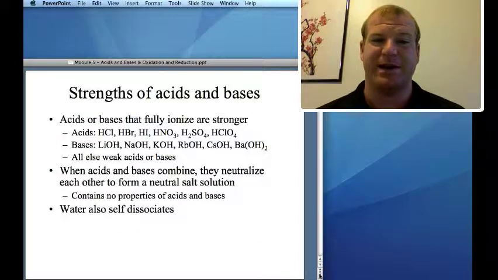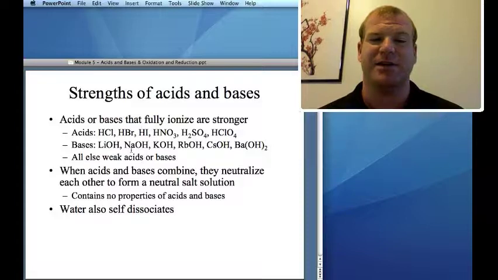And some acids and bases are stronger than others. So acids and bases that fully ionize, meaning they break apart, meaning they're strong electrolytes, these are strong acids. So here are the strong acids, and here are the strong bases. Everything else is a weak acid or weak base. I know in the previous slide we had calcium hydroxide and magnesium hydroxide as strong bases, but they're not really. You can eat magnesium hydroxide and you'll be fine. If you eat sodium hydroxide, you're going to be going to the hospital.